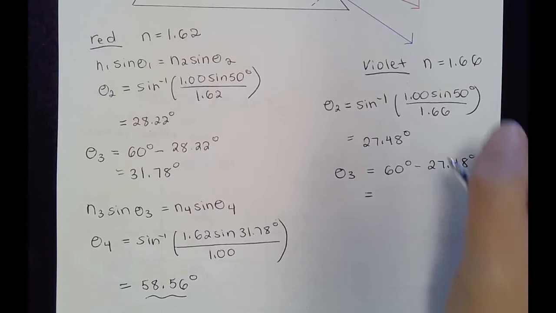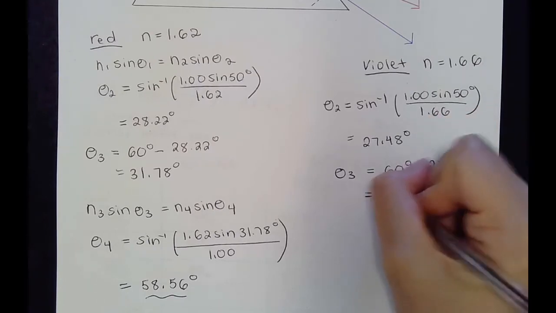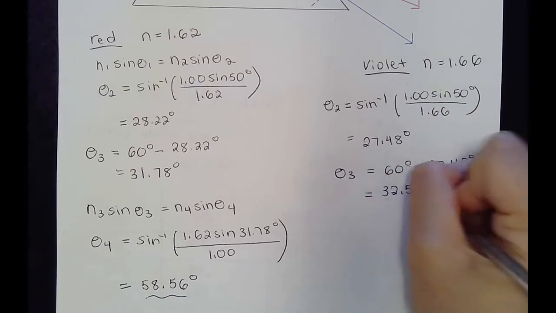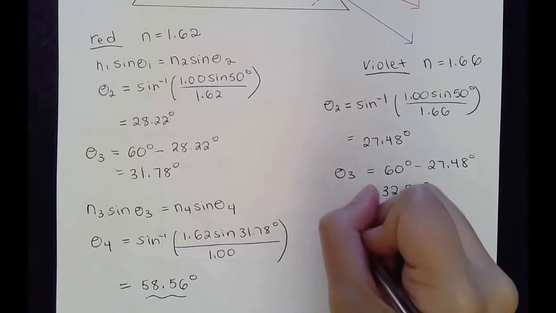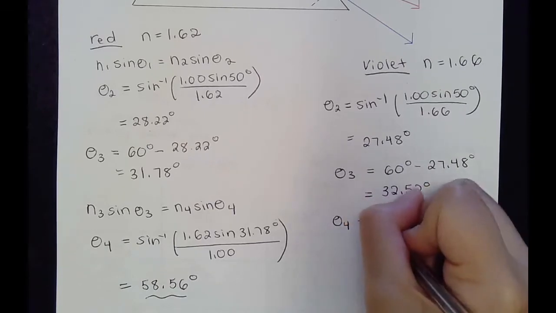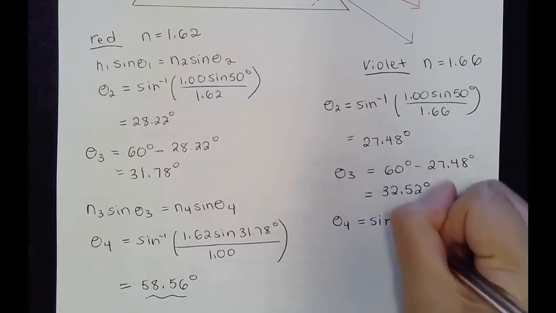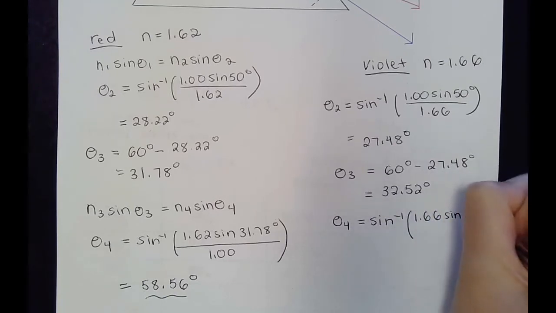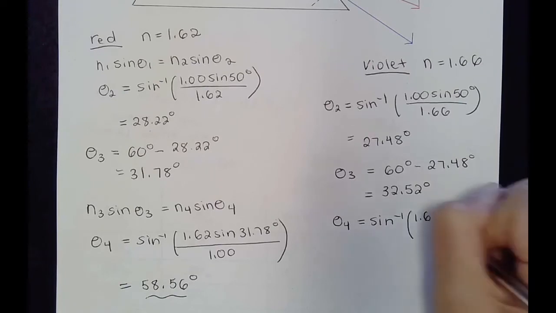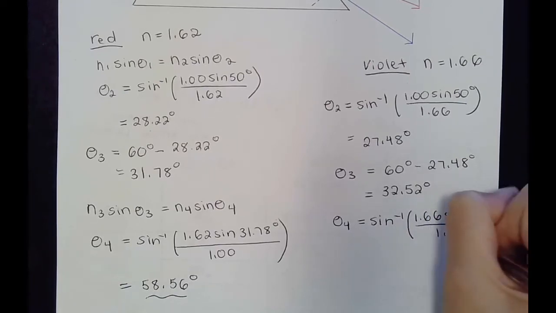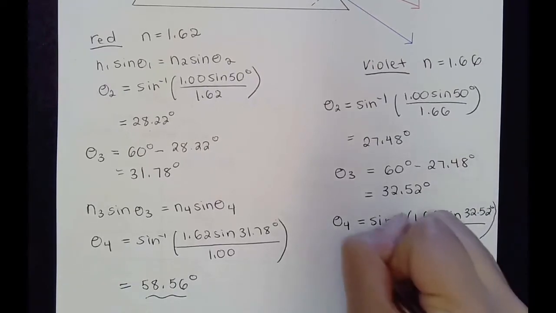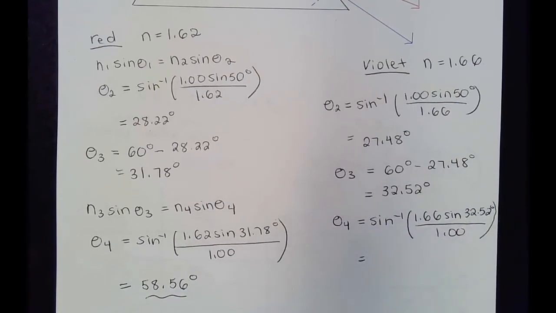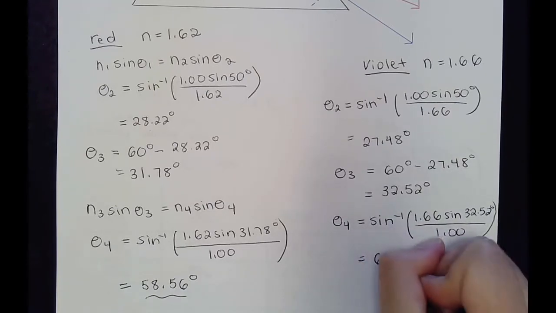So 32.52. Okay, and lastly, Snell's law again to find theta 4, sine inverse 1.66 sine 32.52 over 1. Okay, which is 63.18.